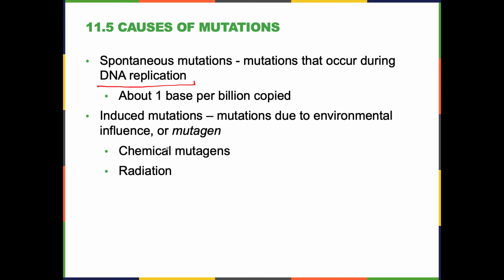Now, think about this though. A human genome is billions of bases big. So no matter what, every single time you copy your genome, you're going to have some errors, even though the error rate is extremely small. But the cool thing is that, remember, most of our DNA is junk. Statistically, a lot of the mutations that do occur will happen in areas that do not encode for genes.